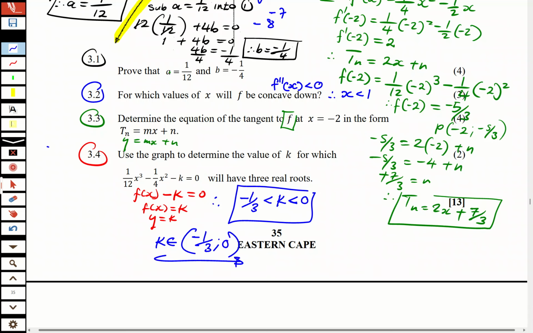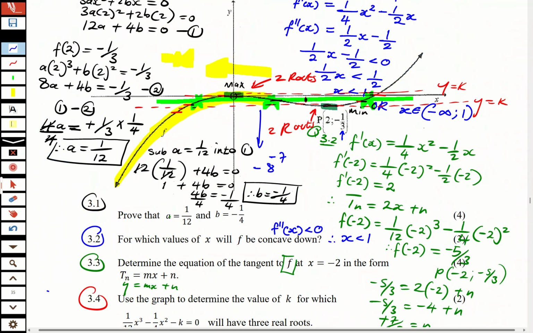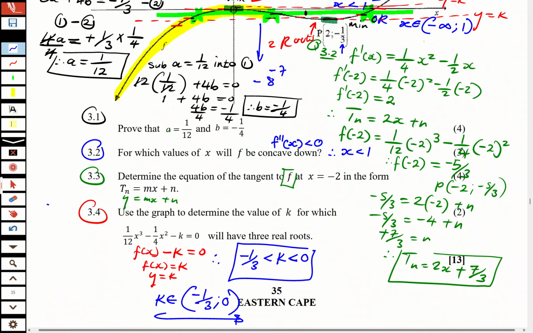And this will be your answer. Please make sure that you understand this, guys. We are saying k is a constant. It has to lie between the maximum and the minimum for it to have what? Remember, this f is f of x with what?